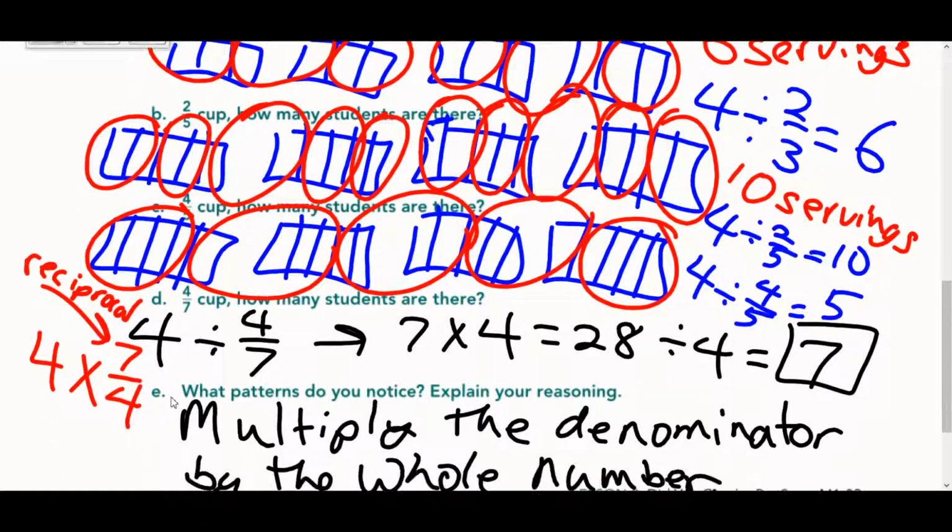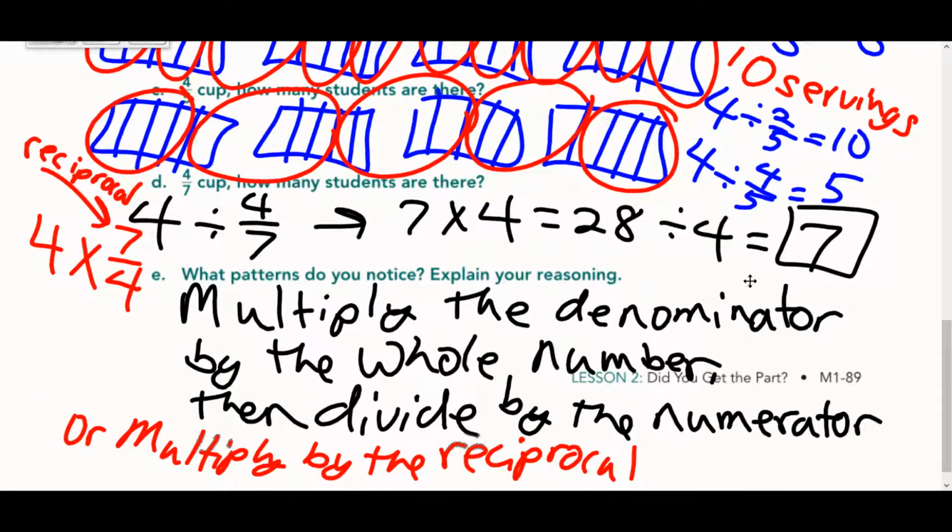So our pattern is multiply the denominator, so 5 times 4, by the whole number, and then divide by the numerator. So 5 times 4 is 20, divided by 4 would be 5. Or 5 times 4, which is 20, divided by 2 would be 10. Okay? Same thing here. 7 times 4 is 28, divided by 4, it gets us back to 7.